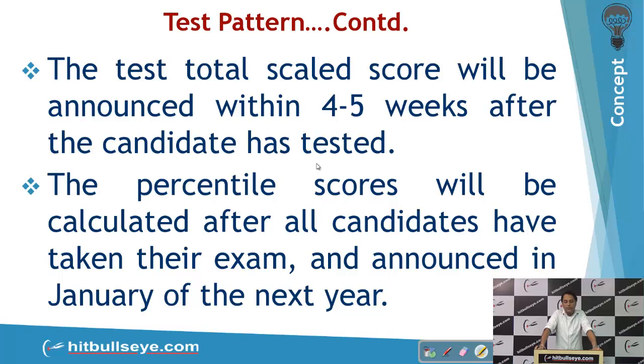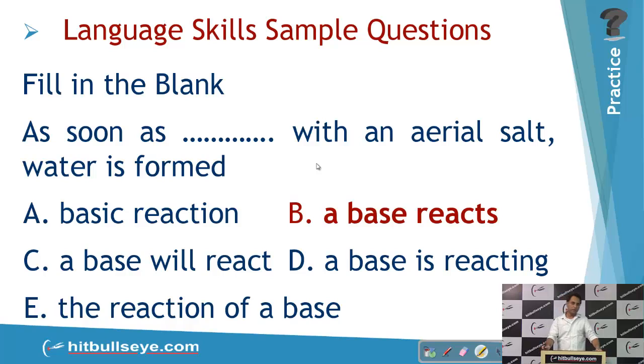The test total scaled score will be announced within 4 to 5 weeks after the candidate has tested. The percentile scores will be calculated after all candidates have taken their exam and announced in January of the next year. Let's take a look at the sample questions in each of the 3 sections, starting with language skills.